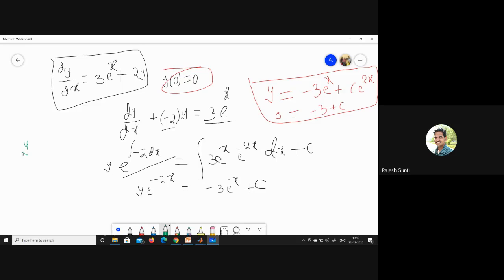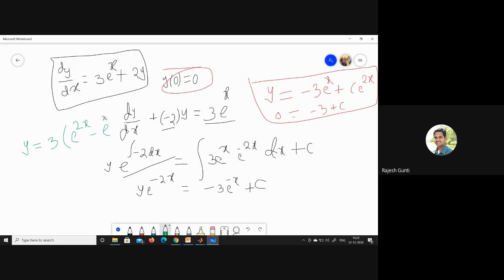The reason to solve this analytically is that I want to compare the analytical solution with the MATLAB algorithm solution. What is the y value now? C is equal to 3, so you substitute C is equal to 3 here. 3 is common, so it is 3 into e power 2x minus e power x.